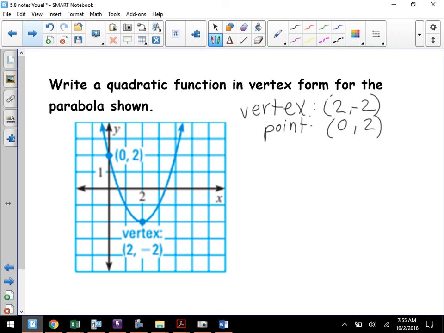Your vertex is h and k, and your point is your x and y. Then you want to write down that vertex equation: y is equal to a times (x minus h) squared plus k. Now just like that last one, we're going to plug in the four things that we have and solve for a. So y is 2, we're solving for a, x is 0 minus h, which is 2, squared, and then again plus k, but k is negative 2, so it's going to be minus 2.